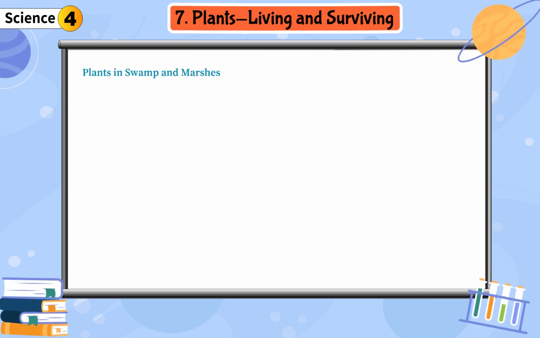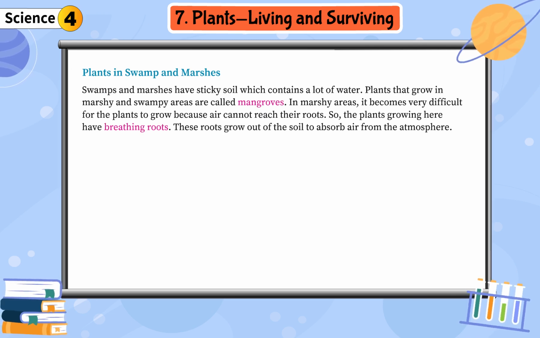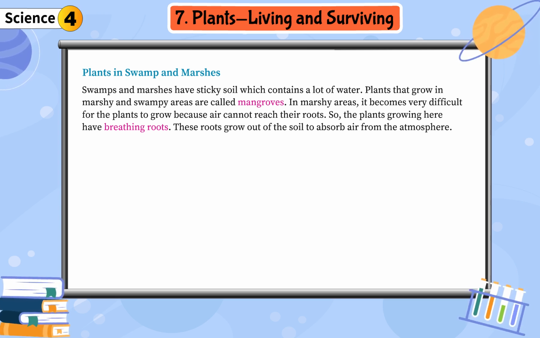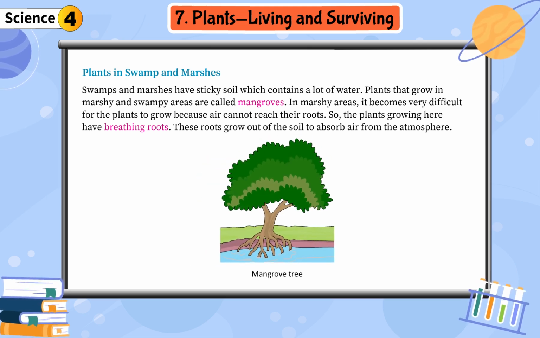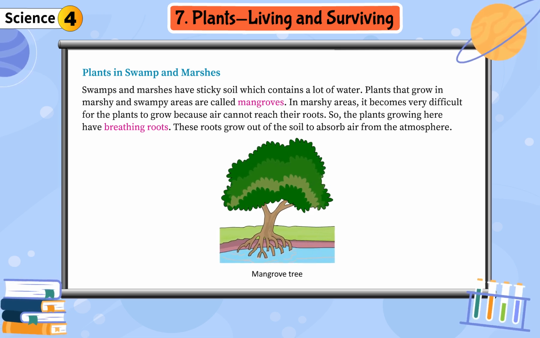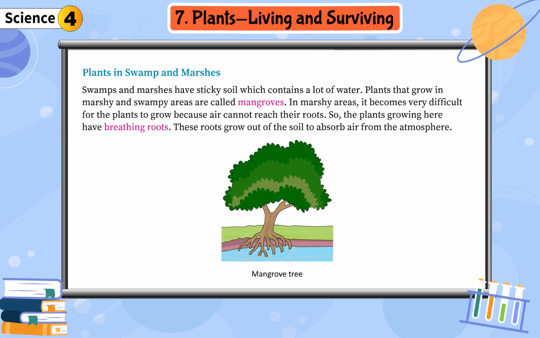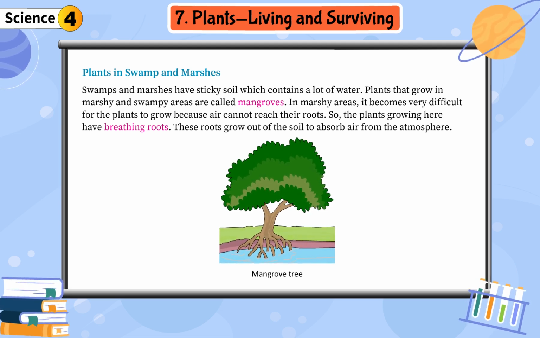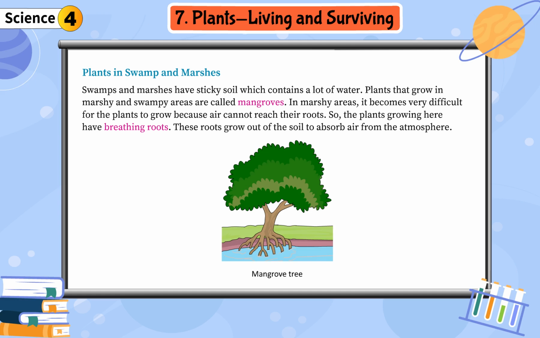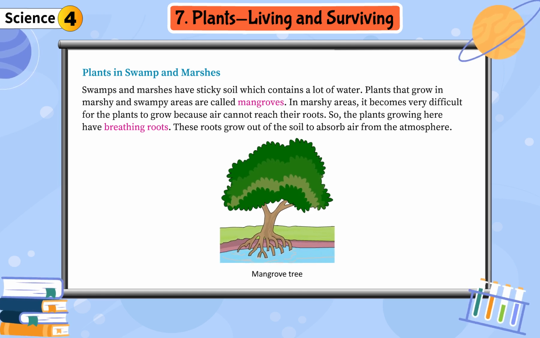Plants in swamp and marshes. Swamps and marshes have sticky soil which contains a lot of water. Plants that grow in marshy and swampy areas are called mangroves. In marshy areas, it becomes very difficult for the plants to grow because air cannot reach their roots. So, the plants growing here have breathing roots. These roots grow out of the soil to absorb air from the atmosphere.